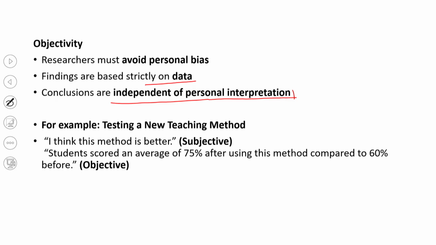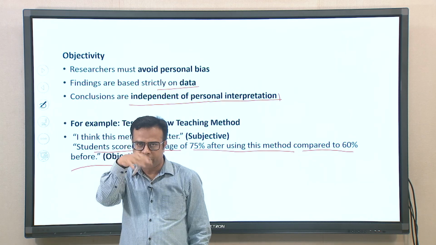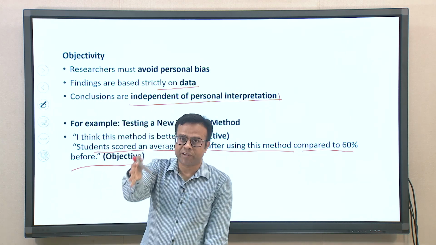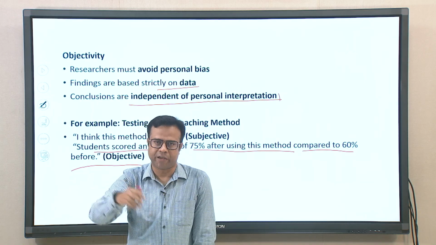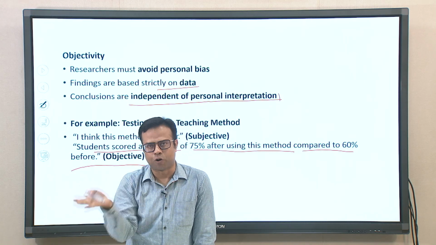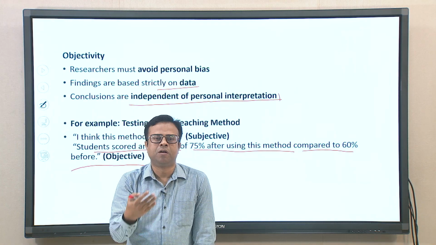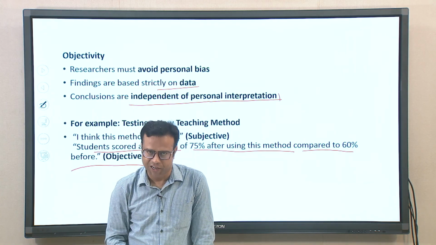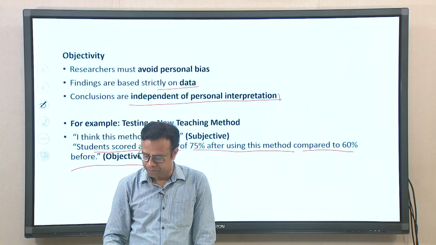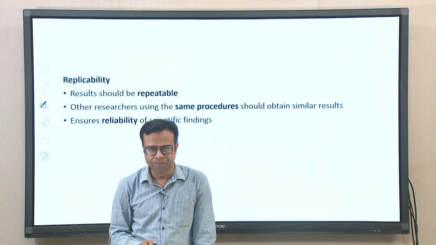But when you actually collect data from the student, then you find out that students scored on an average 75% after using this method, compared to earlier they used to score, let us say, 60% on an average. Then you have a measurable data-based conclusion that whether it is more effective or not. So, this is how subjective interpretation differs from objective interpretation based on data. That is the meaning of objectivity. This is another criteria of scientific method.